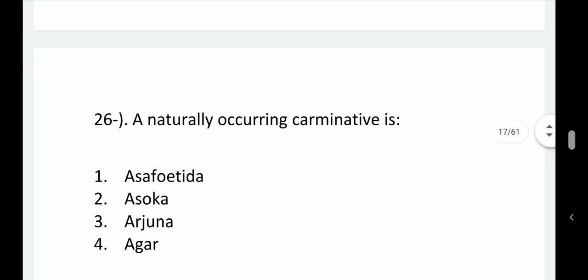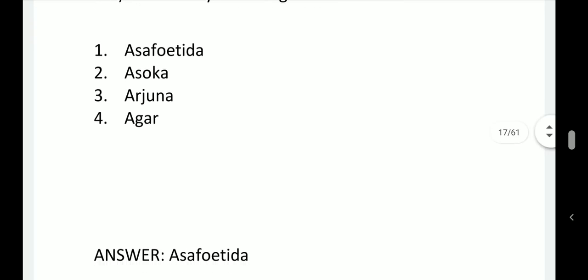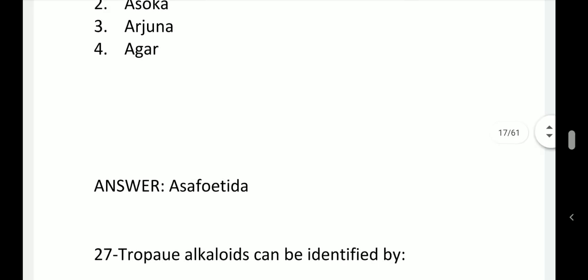Question number 26. A naturally occurring carminative is option 1, Asafoetida, option 2, Asoka, option 3, Arjuna, option 4, Agar. Answer is option 1, Asafoetida.